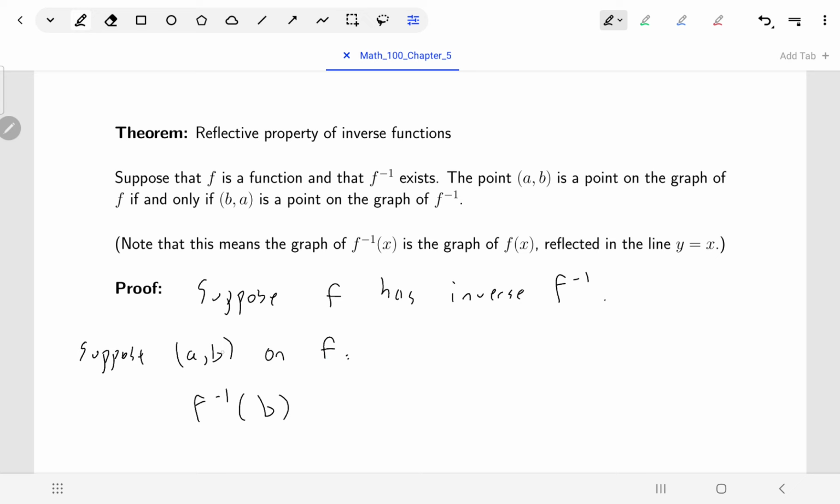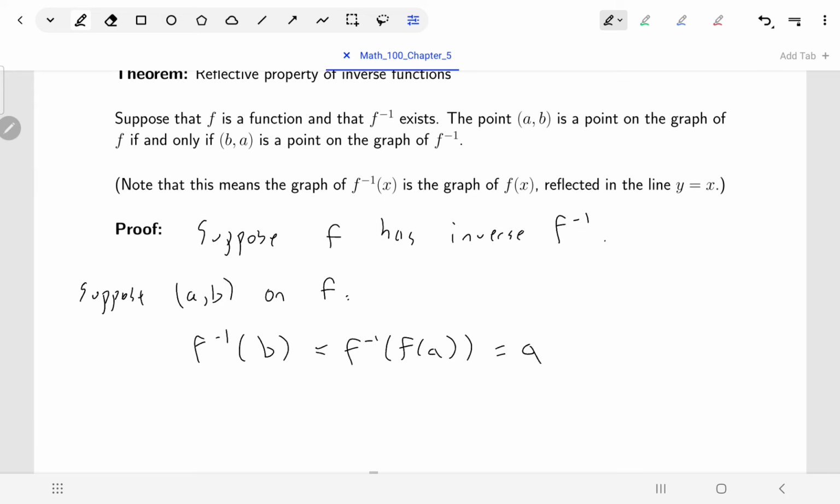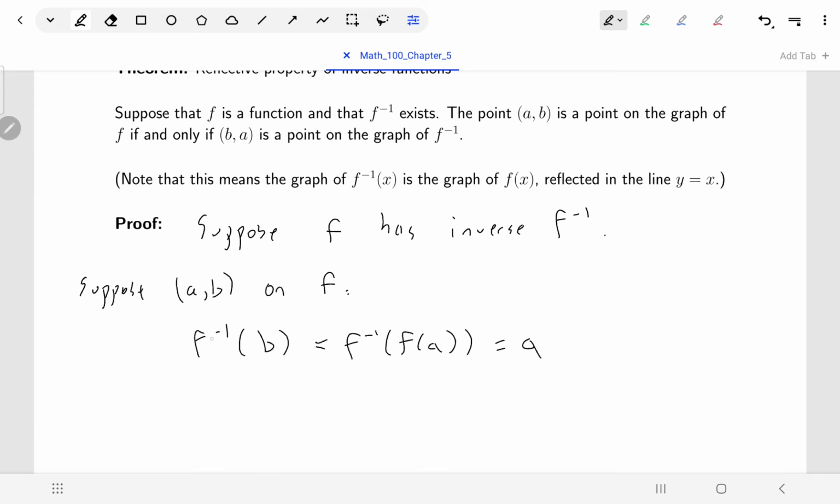In other words, f of a is equal to b. So this b that I have here, I can replace it with f of a. And there we go. f inverse and f are canceling each other out because they're inverses, so we get a as the end result. So in other words, if b is going into f inverse, a will come out, or in other words, (b, a) is on the graph of f inverse.